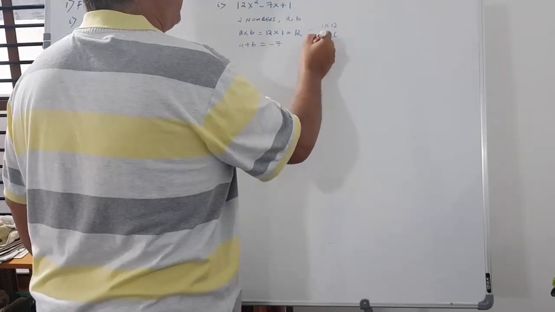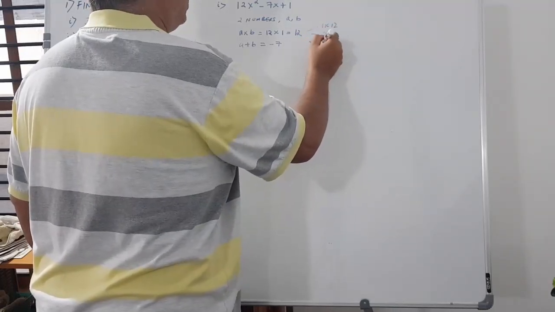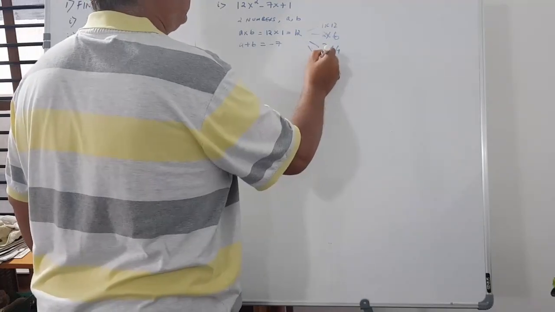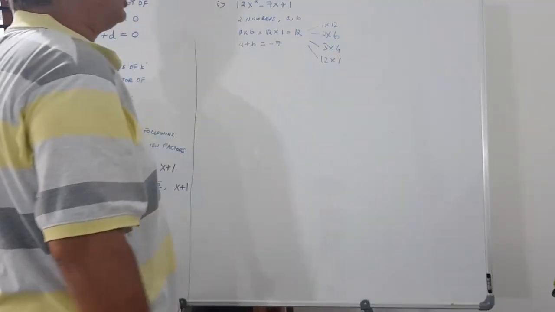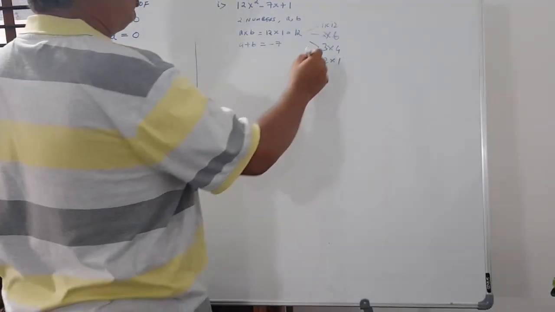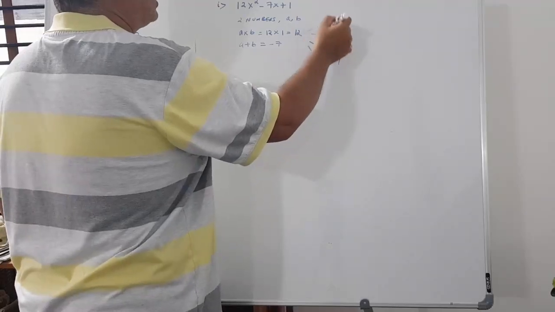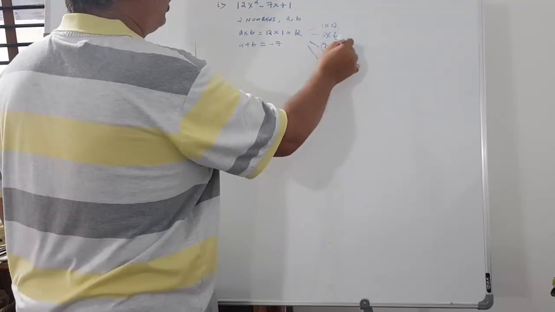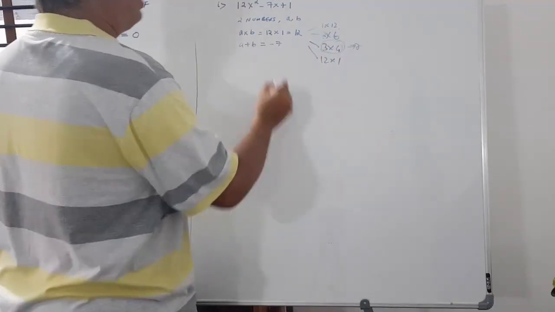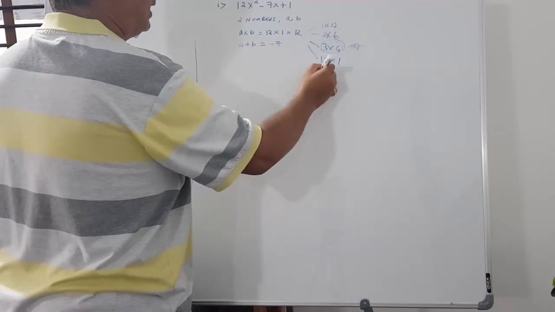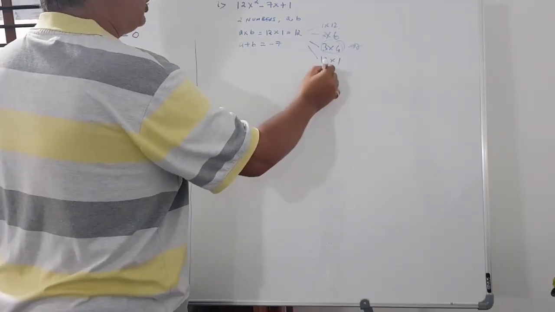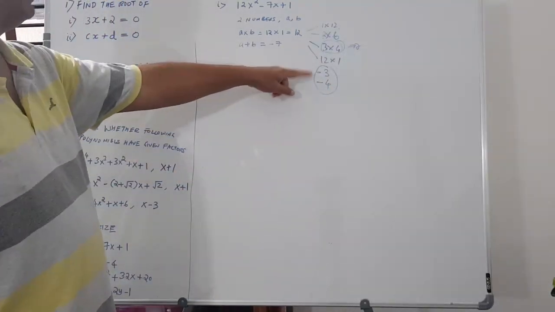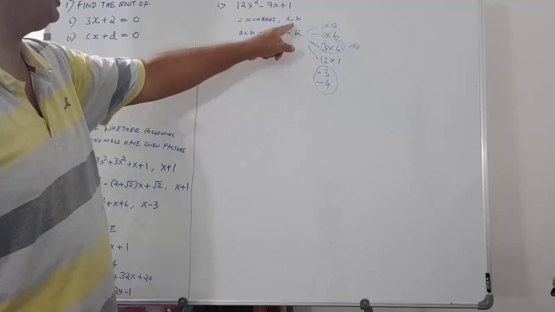or you can have 3 into 4, or you can have 12 into 1. So these are all the combinations, but if you look at it, 1 plus 12 is 13, 2 plus 6 is 8, only 3 plus 4 will give you 7, but we want minus 7. So if we take minus 3 and minus 4, you can see that by trial and error we have found two numbers whose sum is minus 7 and whose product is 12.